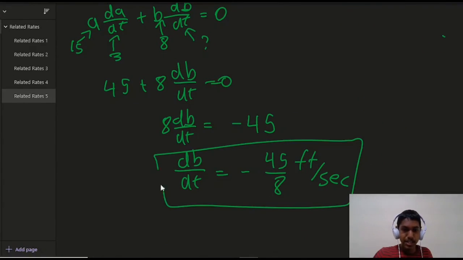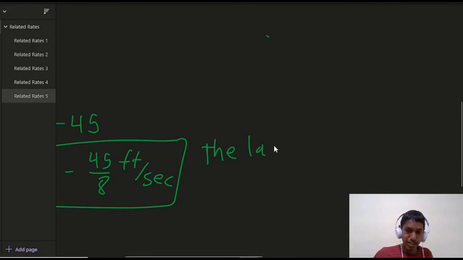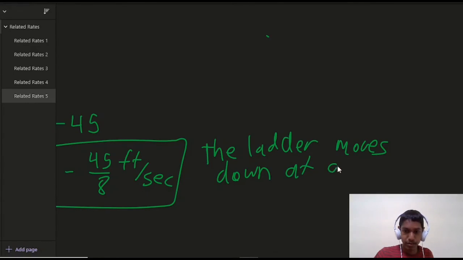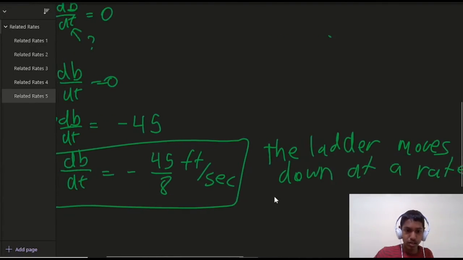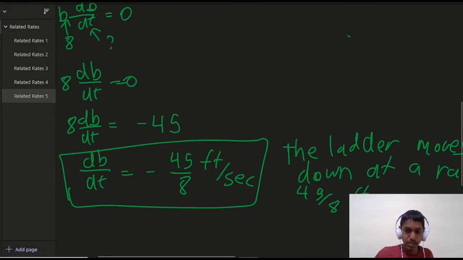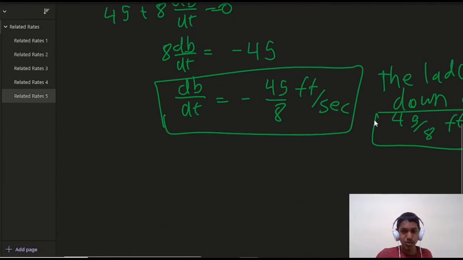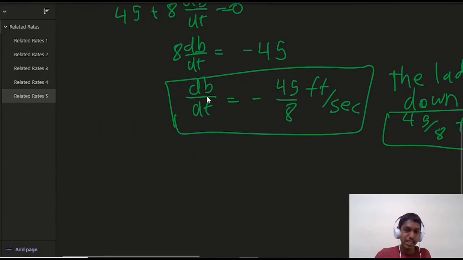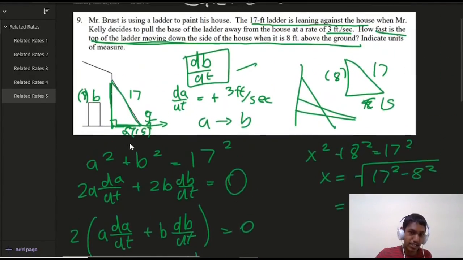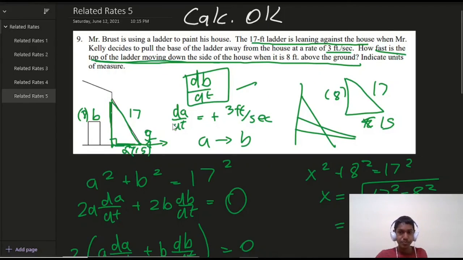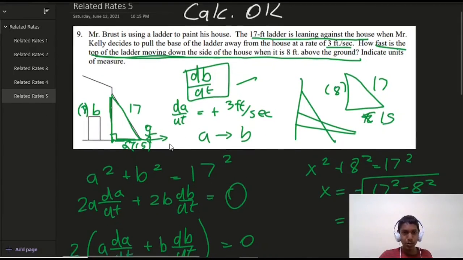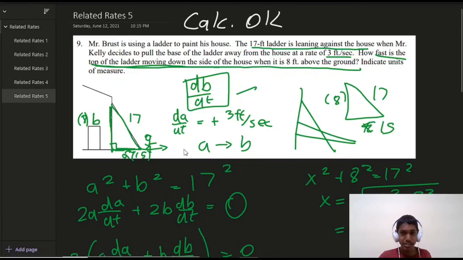So that means that the ladder moves down at a rate of 45 over 8 feet per second. Our answer is going to be positive here because we're measuring the rate of decrease. But it is a good sign that dB/dt is negative, and it should be negative because B is decreasing. Okay, well, that was our final problem that we had here, and I will see you guys in the next video.